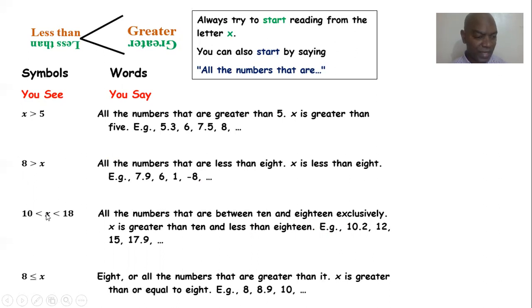Again, you start reading from the X. X is greater than 10, and X is less than 18. The opening, you say greater than, the point, you say less than. All the numbers that are between 10 and 18, okay? Because you can say all the numbers that are instead of saying the letter X. Here again, you have another example. You start reading from the X, and when you go towards the left, you see the opening. So you say greater than, X is greater than, and you see the equal sign, X is greater than or equal to 8. All the numbers that are 8 and above, okay? Numbers like 8, 9, 10, etc.